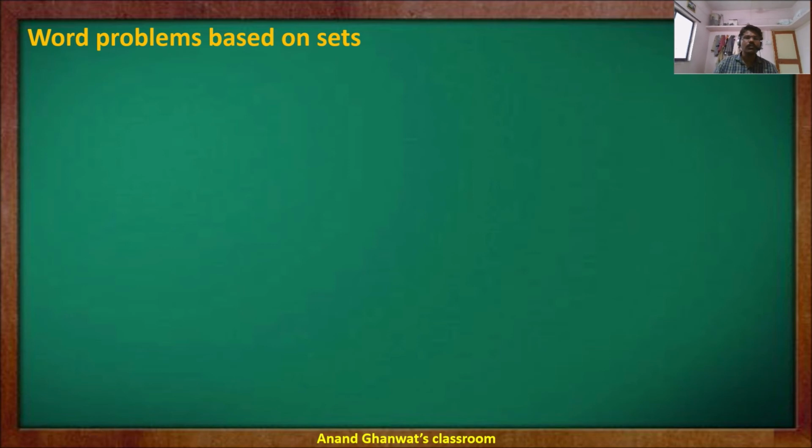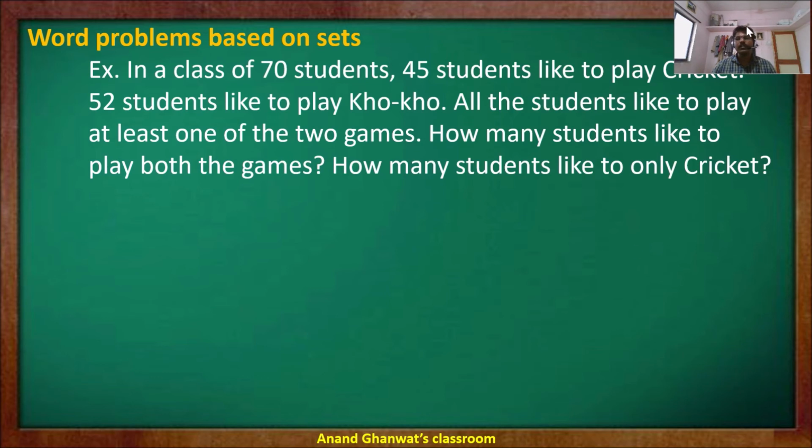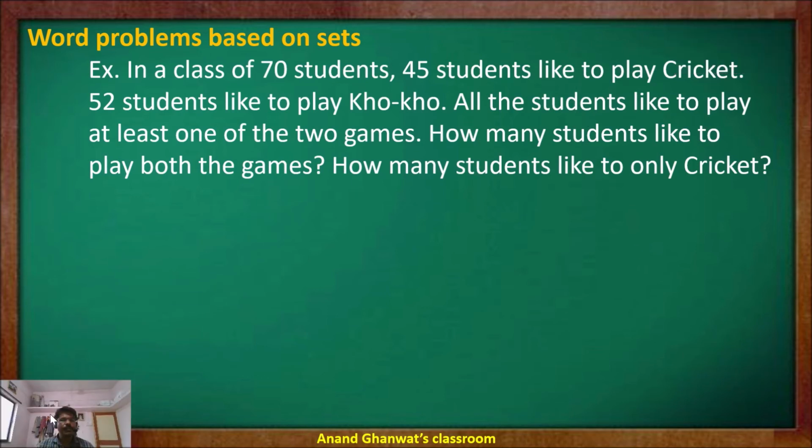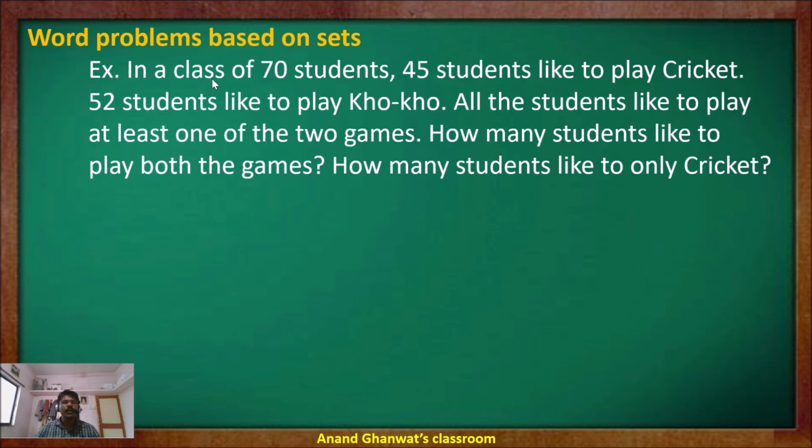Now let us solve word problems based on sets. For example, one example is given here. In a class of 70 students, 45 like to play cricket. 52 students like to play Kho-Kho. All the students like to play at least one of the two games. How many students like to play both the games? How many students like to play only cricket?